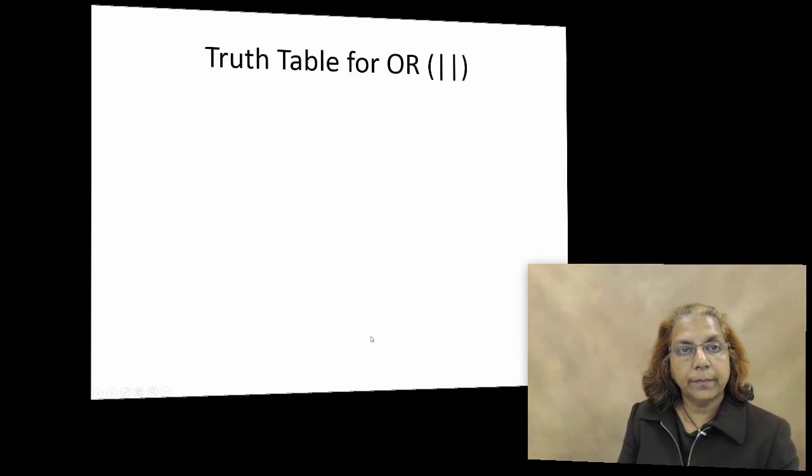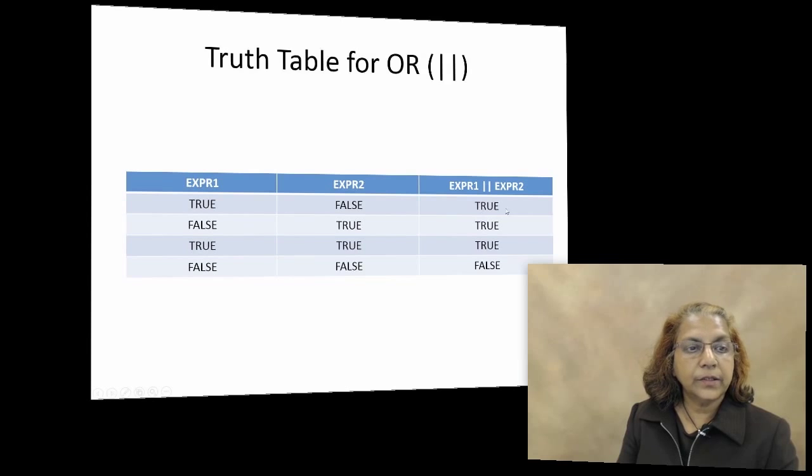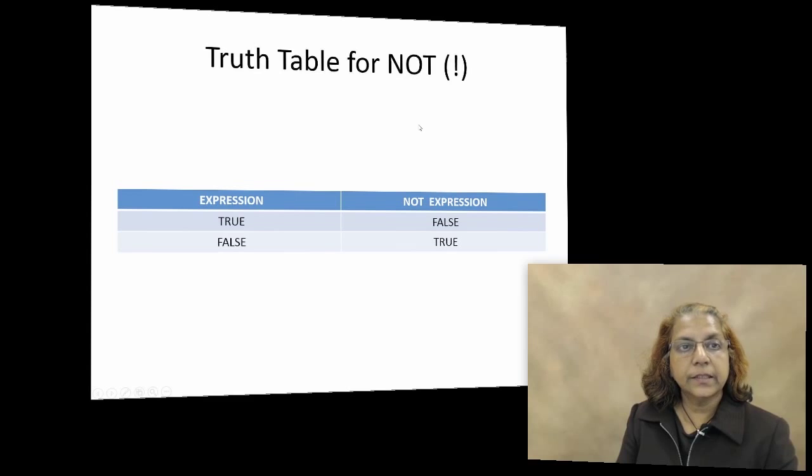Let's look at the truth table for or. And here is the truth table. True or false is true. False or true is true. True or true is true. False or false is false. So, when both the expressions are false, the combined expression is false. This is the truth table for not. Not of true is false, and not of false is true.